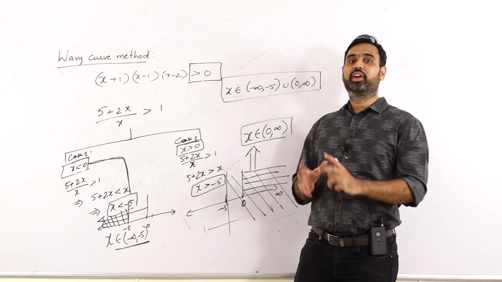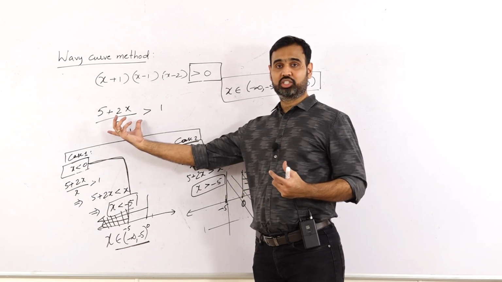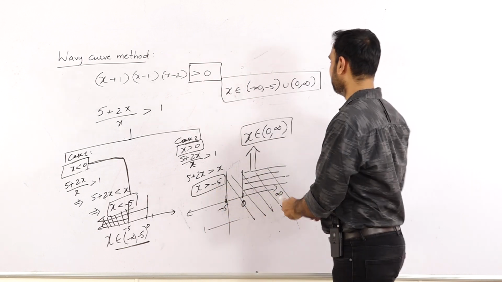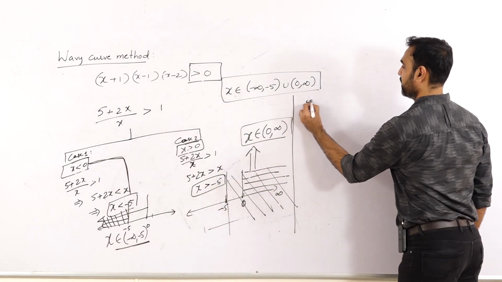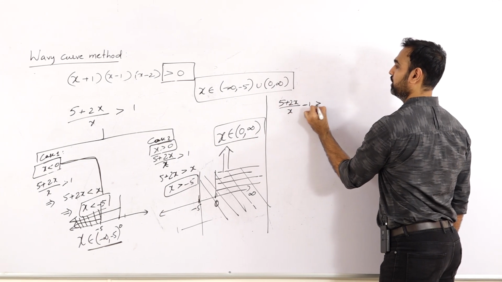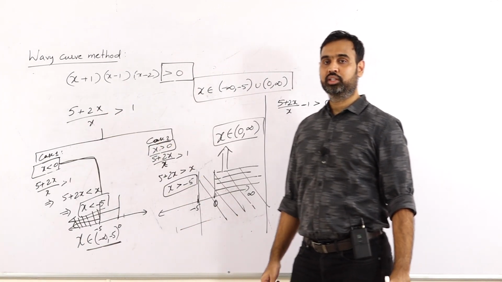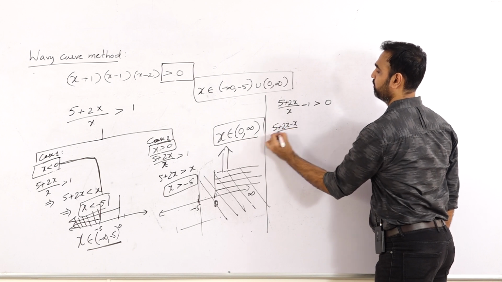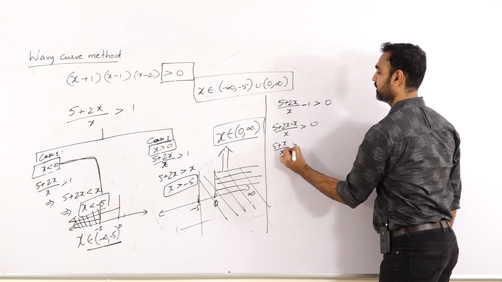Now let us simplify things using wavy curve method. How does this particular inequation become easy to handle when we apply wavy curve method to it? So let us write here. Let us consider (5 plus 2x) by x, bring minus 1 to the other side, minus 1 greater than 0. So moving 1 to this side. Now take the LCM, (2x minus x) by x greater than 0. So (5 plus x) by x greater than 0.